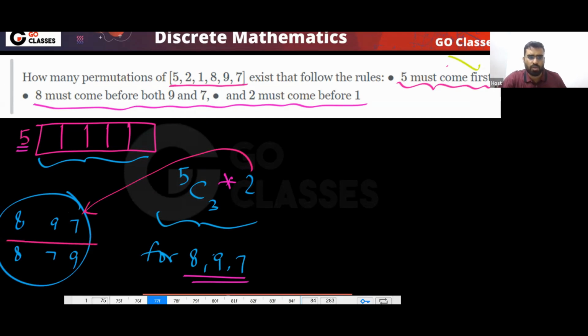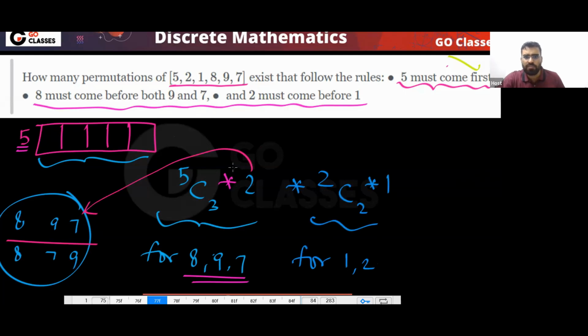Yes, correct. So from 5 positions you select 3 positions for 8, 9, 7. They can arrange in 2 ways. Okay, 2 must come before. So now from the remaining 2 positions, you select 2 positions for 1, 2, and they can arrange in only one way. That's it. This is your question. Is this clear to everyone?